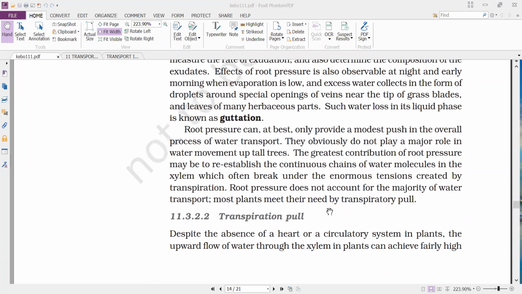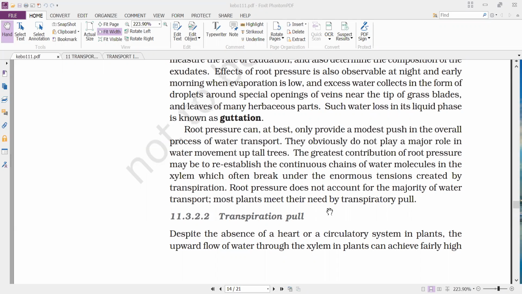And next, root pressure can at best only provide a modest push in the overall process of water transport. That means the plant will not completely depend upon the root pressure. They obviously do not play a major role in water movement up tall plants, movement up tall trees.